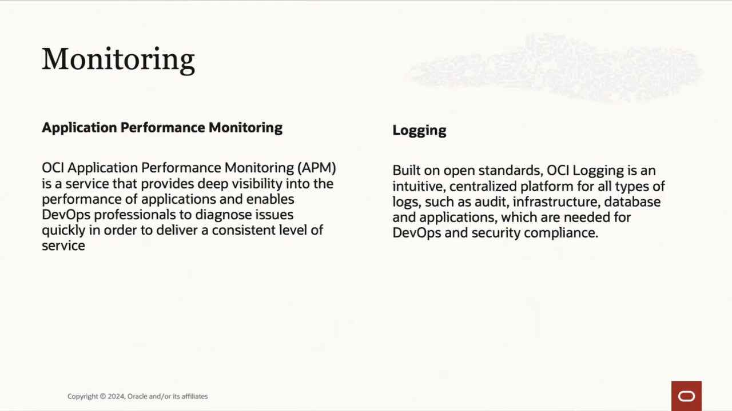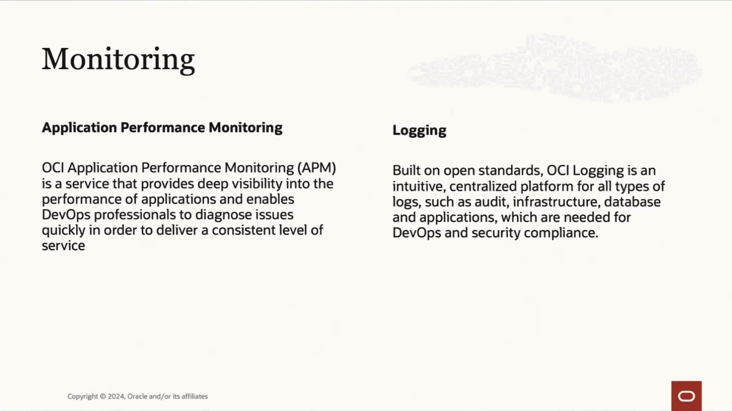So OCI Application Performance Monitoring Service is going to provide you with deep visibility into the performance of applications and also provides the ability to diagnose issues quickly in order to deliver a consistent level of service. So this includes monitoring of multiple components and application logic spread across clients, third-party services, and back-end computing tiers, whether that be on-premise or on the cloud.